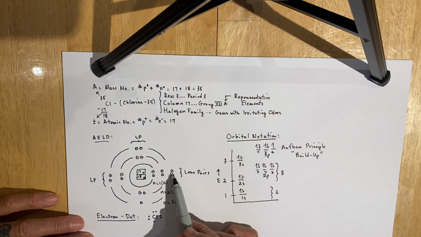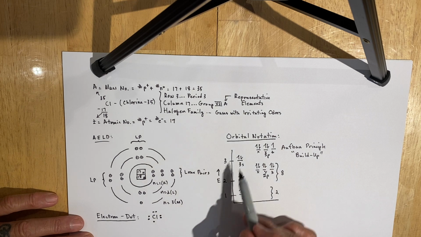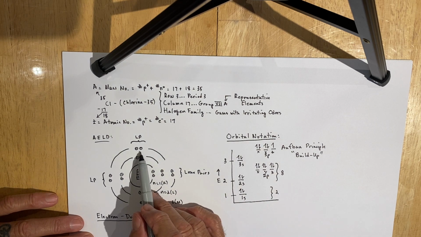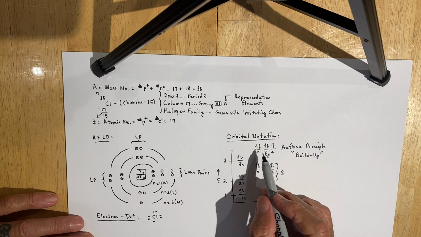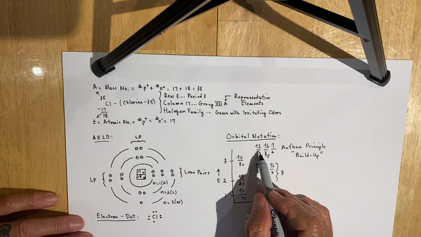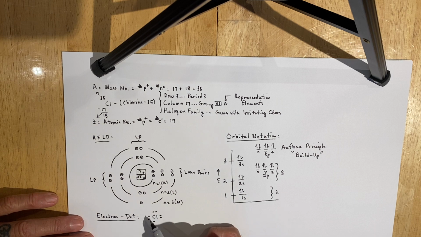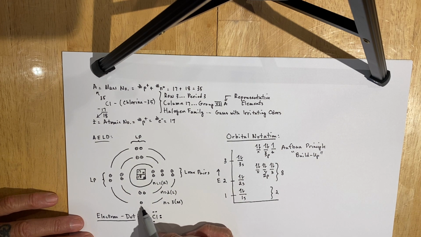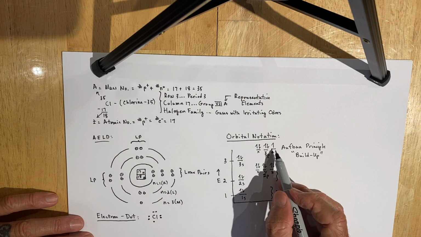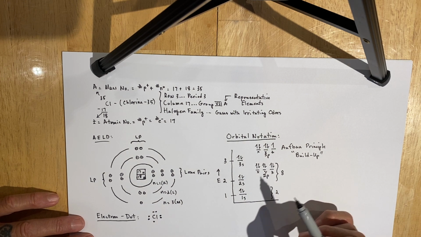Again, these 3s electrons are these 2, and those 2. These 3p electrons are those 2, which are those 2. These 2 are these 2, which are those 2. And this unpaired electron is that unpaired electron, which is that one.